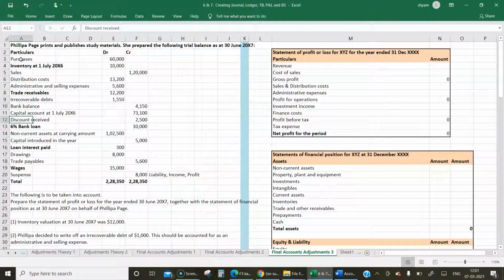Property, plant and equipment is here, under non-current assets. So we can take that.